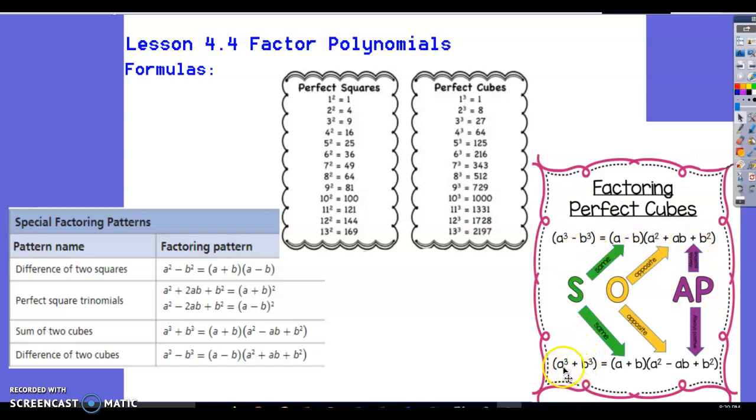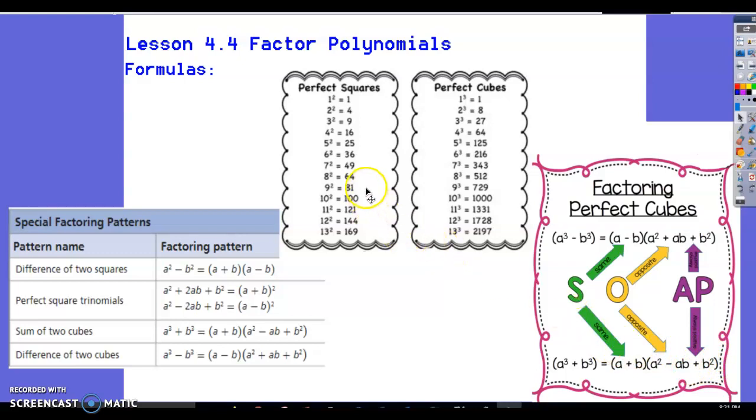Same thing down here. We have a perfect cube plus a perfect cube, and that can be factored into a plus b, same sign, times a squared minus, opposite sign, ab, a plus here and negative here, and then again, always positive. Anything squared is always positive.